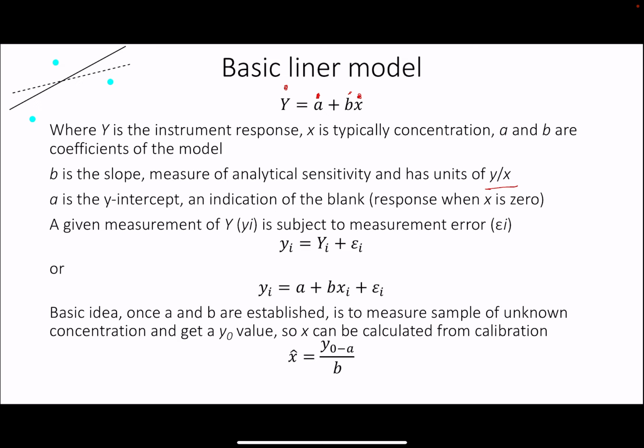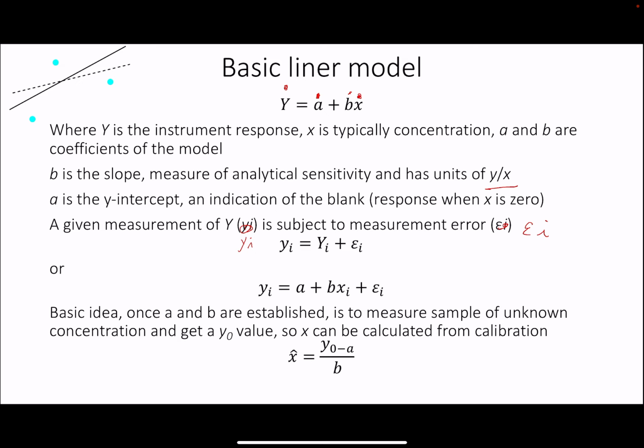And it's important to remember that any given measurement of Y, denoted here by Y sub i, is subject to some sort of measurement error. This should be epsilon sub i. So the given measurement of Y is the actual value plus some error, and that error in this case can be positive or negative. And you can extend that out. So a given measurement of Y is equal to the intercept plus the slope times the concentration plus that error.